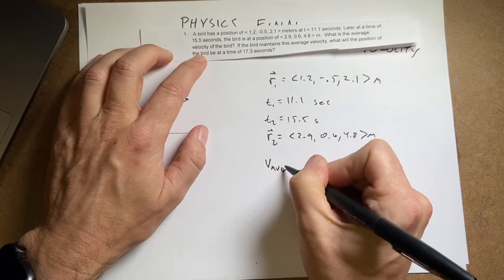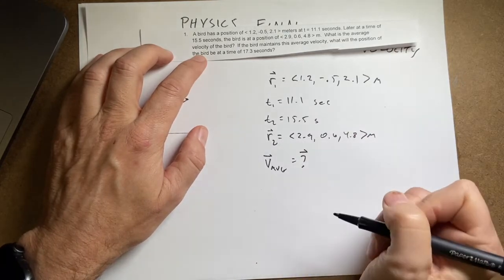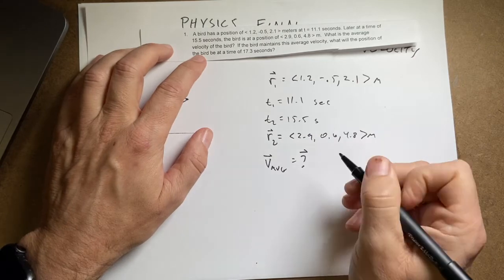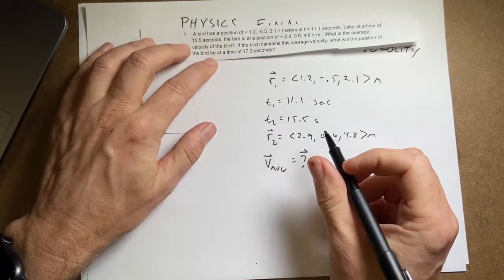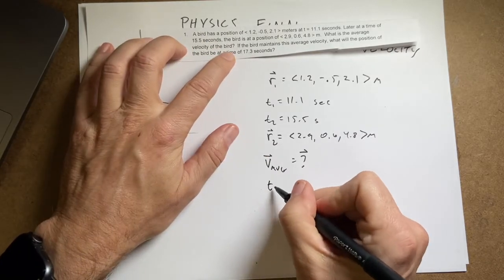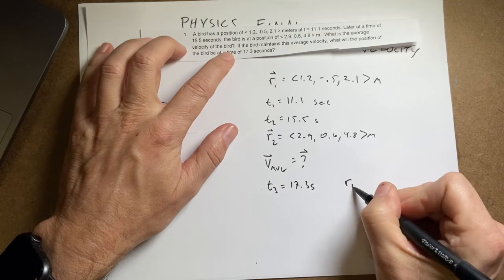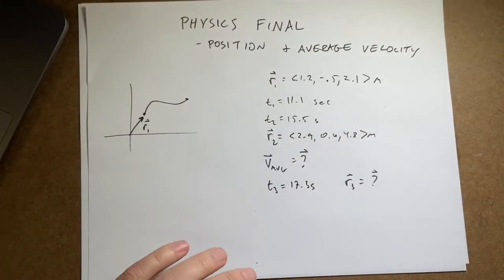Question: what is the average velocity of the bird? V average vector equals question mark. Vector. It's a vector question. Get it? That's a little physics joke there for you. Okay. If the bird maintains this average velocity, what will be the position at a third time t3 equals 17.3 seconds? I want to know what r3 is. Vector. Okay. Let's get to work.